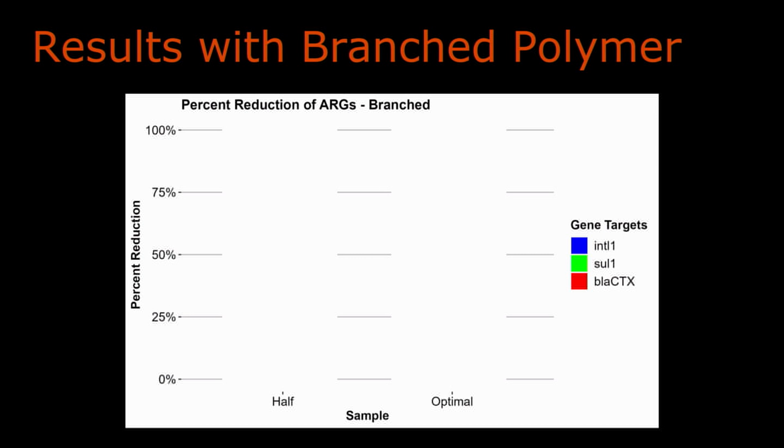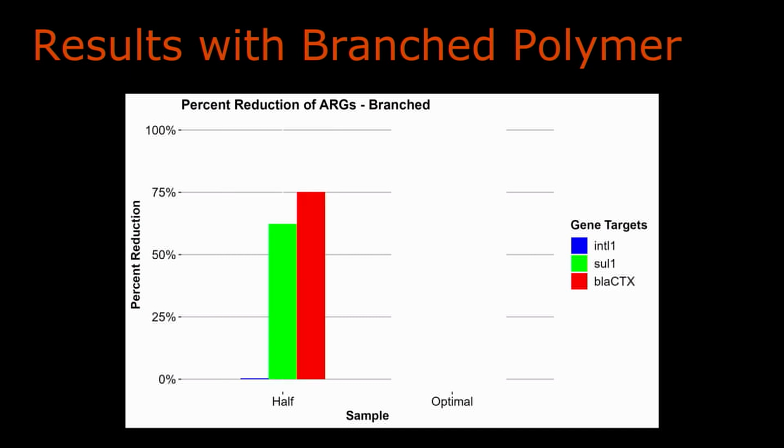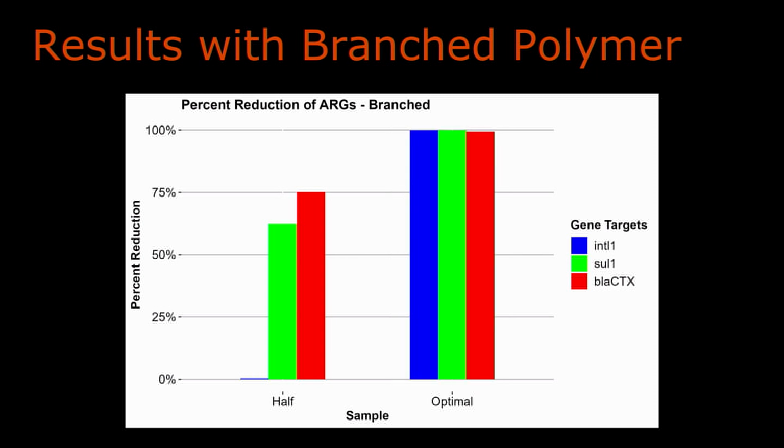First, I looked at results using branched polymer at those 2 dosages, half and optimal. As you can see, half that polymer dosage achieved up to a 75% reduction of blaCTX-M, which is those last resort antibiotics, which is really important to remove. But half that dosage barely did anything to remove intI1, which is not ideal. Then I looked at optimal dosage. I measured up to a 99.9% reduction of all 3 targeted genes. So with a branched polymer, optimal dosage is kind of needed.